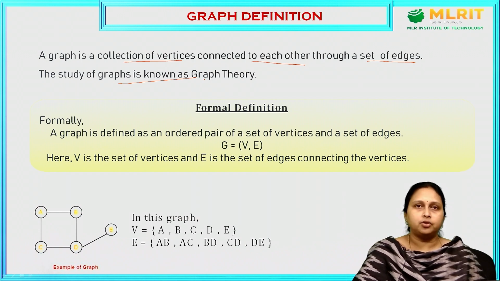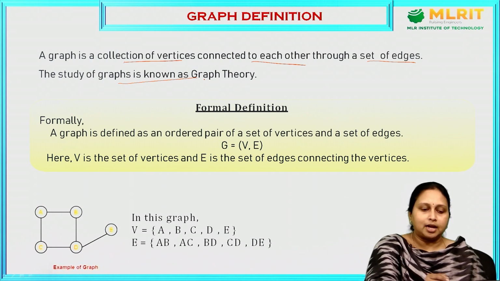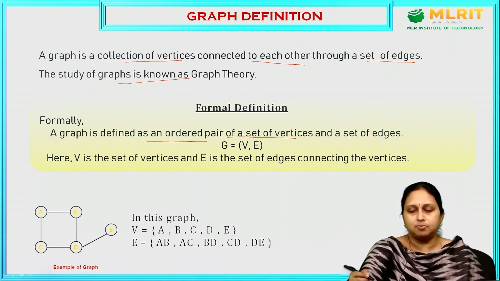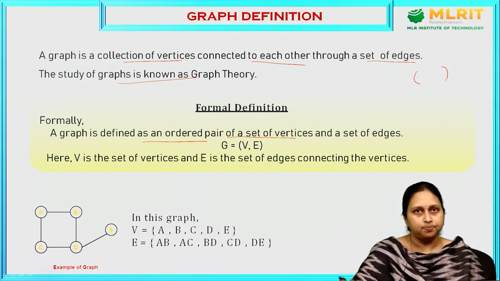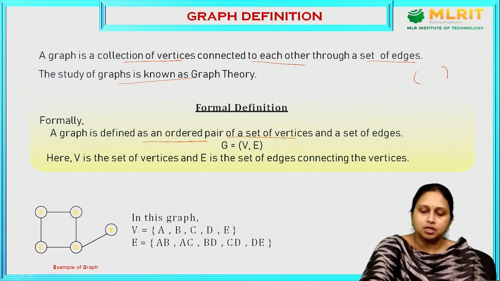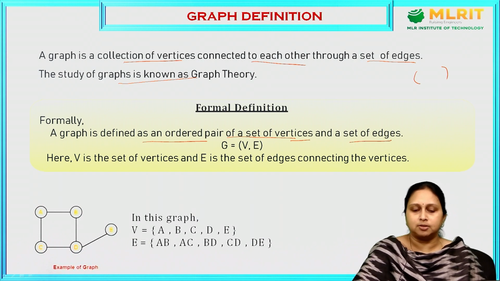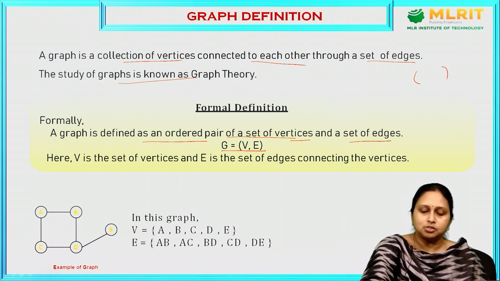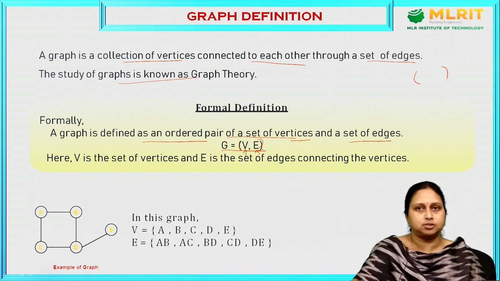And let us see how we are going to represent the graph in a formal definition. A graph is defined as an ordered pair of a set of vertices and a set of edges. Ordered pair means you are going to represent it in parentheses, and it consists of a set of vertices and a set of edges. Okay, and let us see how we are going to represent a graph.